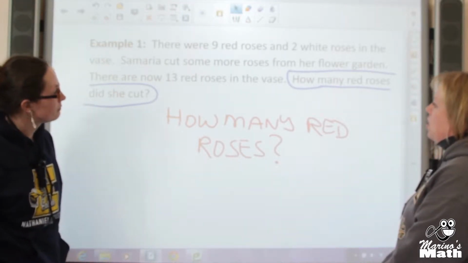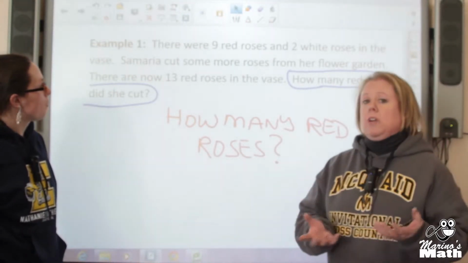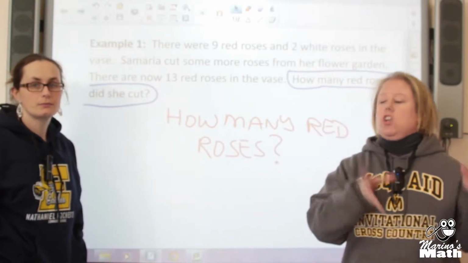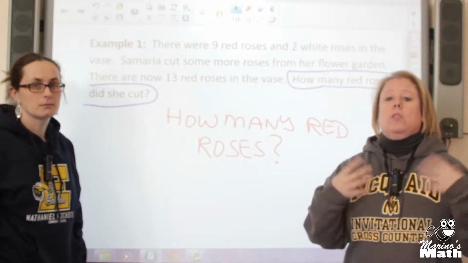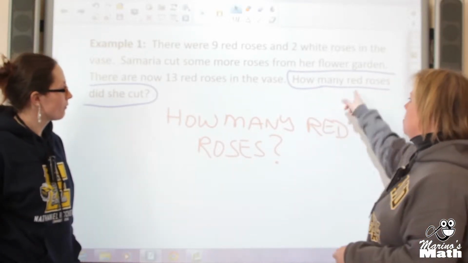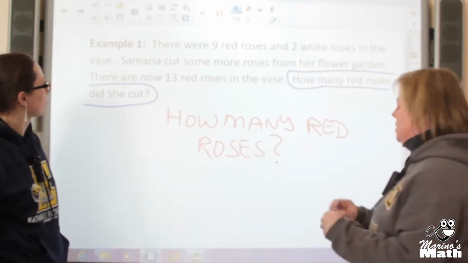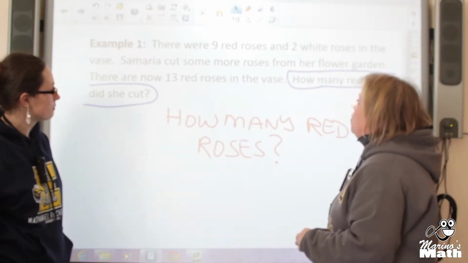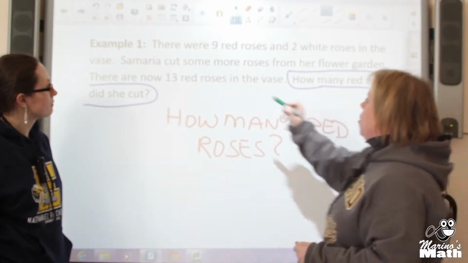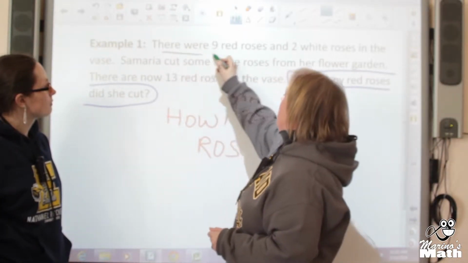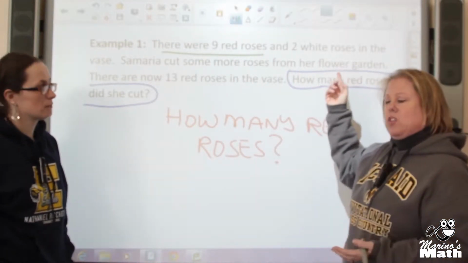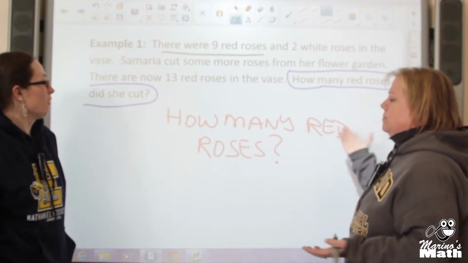Okay. All right, so now with our third reading, we're going to get rid of the information that we don't need, and we're going to underline the information that's pertinent, that we need to answer this question. How many red roses did she cut? Because that's what we're looking for. So there were 9 red roses and 2 white roses in the vase. It's important that we start out with how many red roses were in the vase. Do we need to know about the 2 white roses? No. We don't need to know anything about them.